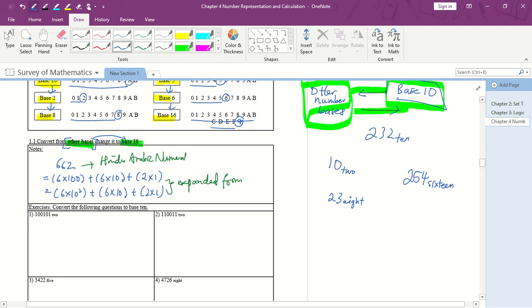So this is base 10, right? Remember, this is 100, this is 10, and this is 1. Why is this 1? Because this is 10 to the power of 0. Why is this 10? Because this is 10 to the power of 1. And why is this 100? Because this is 10 to the power of 2, just like you can see from here.